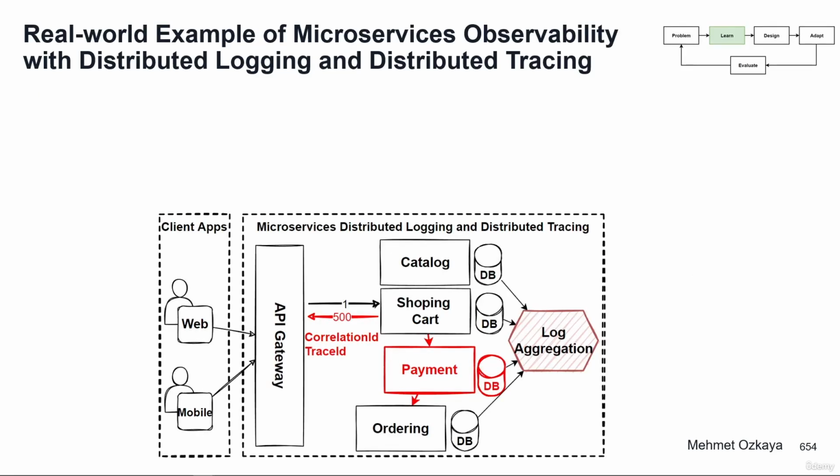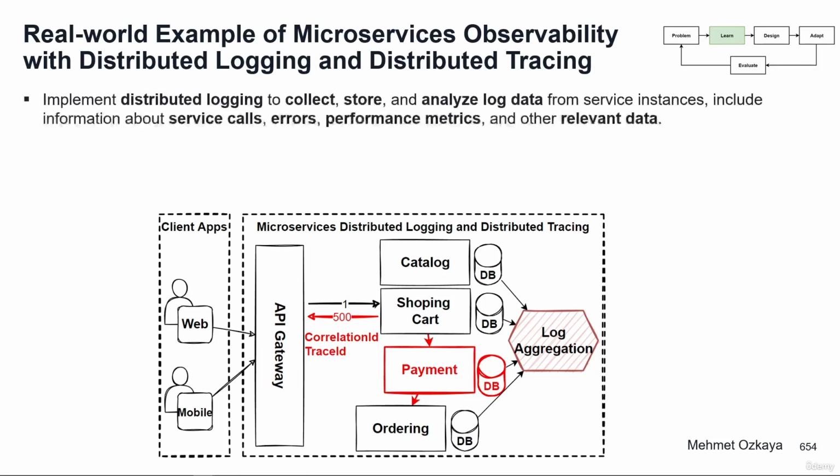So here you can see a real world example of how distributed logging and distributed tracing might be used in a microservice architecture. Imagine an e-commerce application with multiple microservice instances for managing the shopping cart, handling the payment process, managing the product catalog, and so on. In order to improve microservice observability, the platform might implement distributed logging to collect, store, and analyze the log data from each of these microservice instances. This could include information about service calls, errors, performance metrics, and other relevant data.